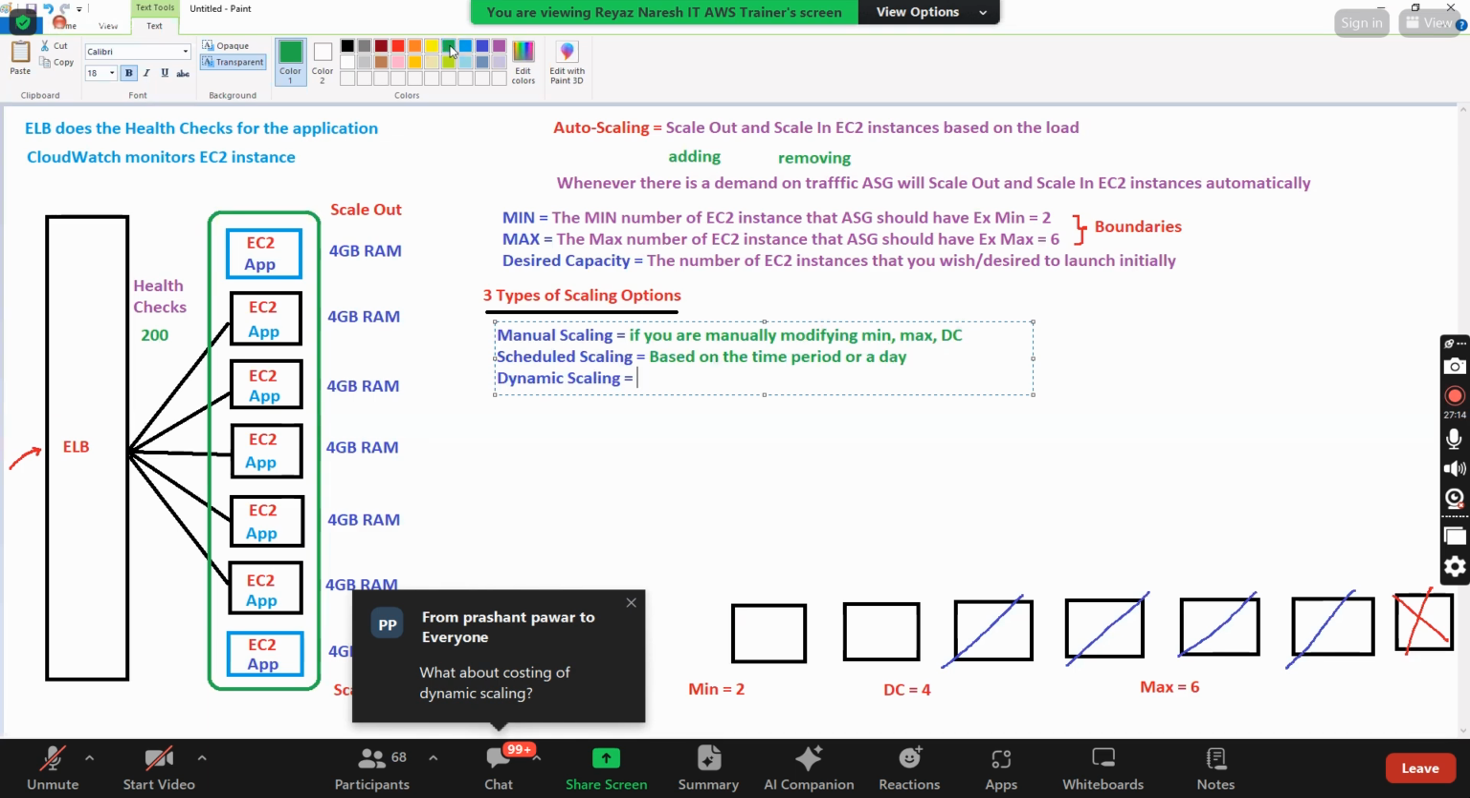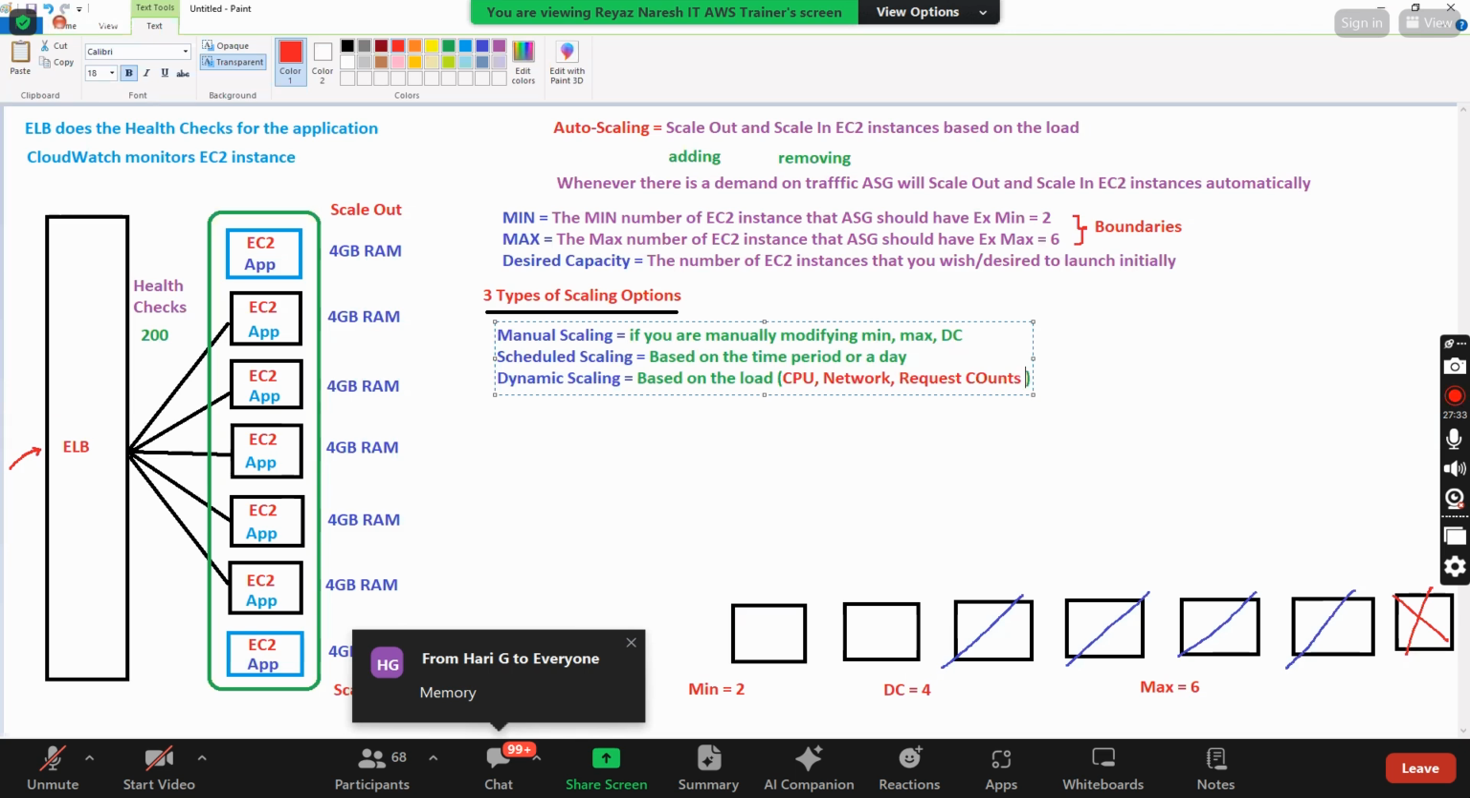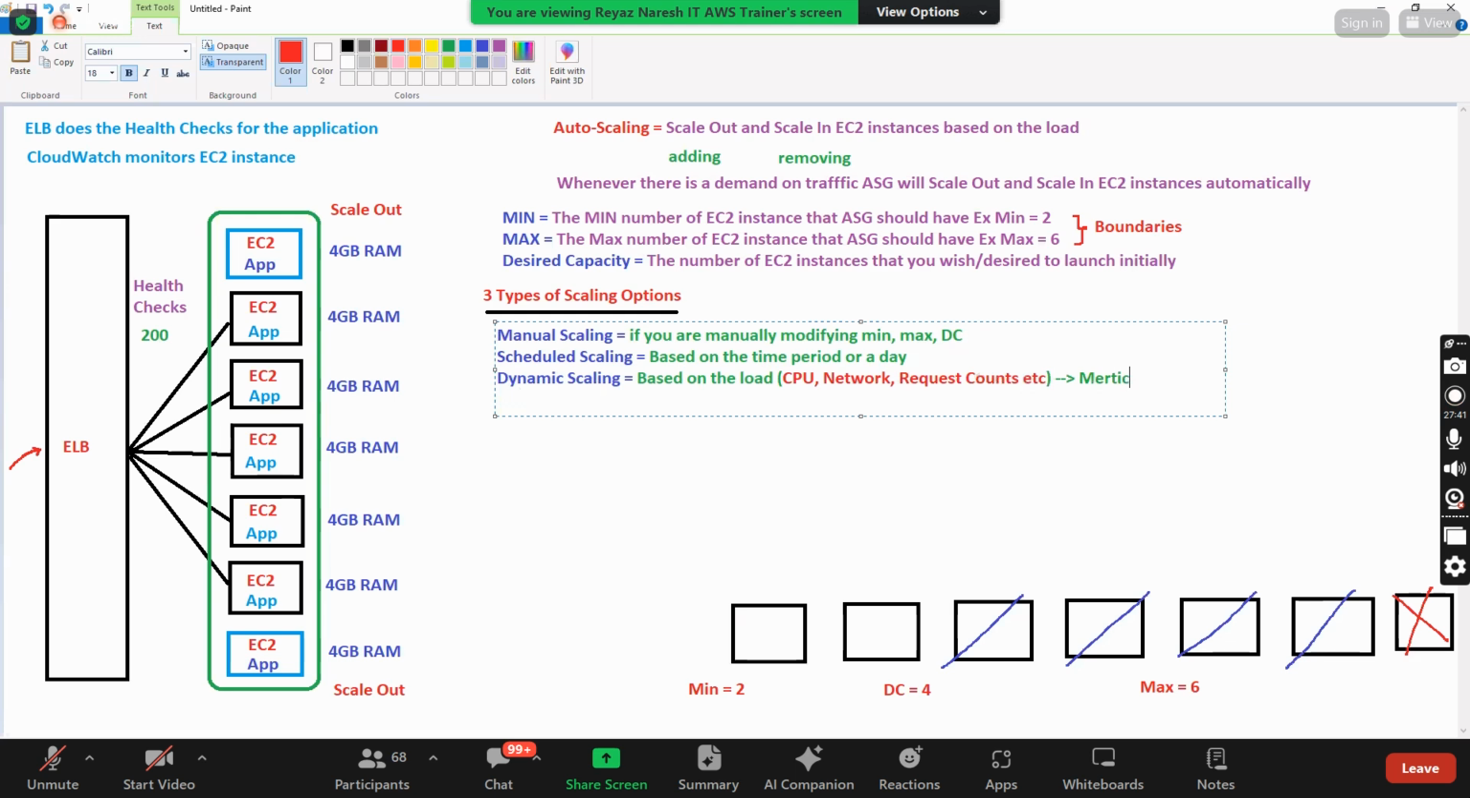Dynamic scaling means scaling based on the load. Load meaning, can I take CPU utilization? I can take CPU utilization. I can take network related metrics. I can take request counts, memory, etc. Now, what are all these called? Can I call them metrics? Yes. Metrics, all these concepts you will see in which service? CloudWatch.